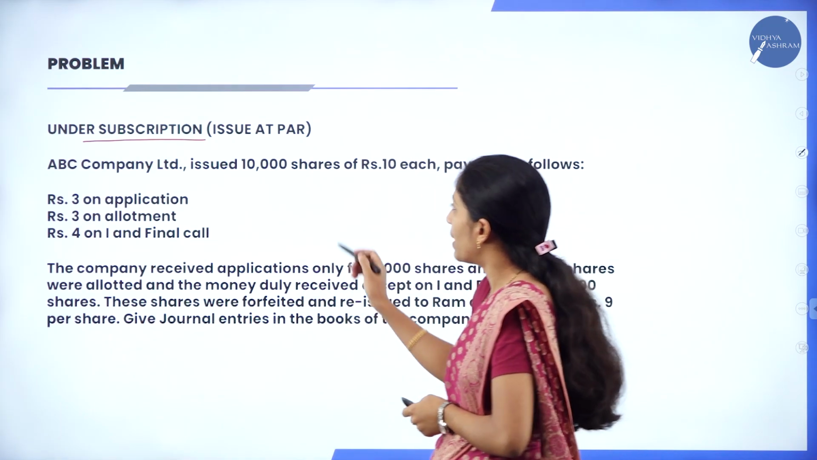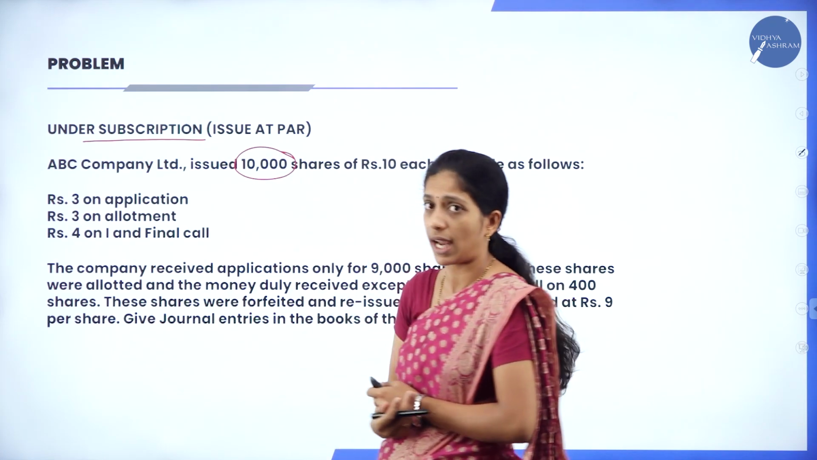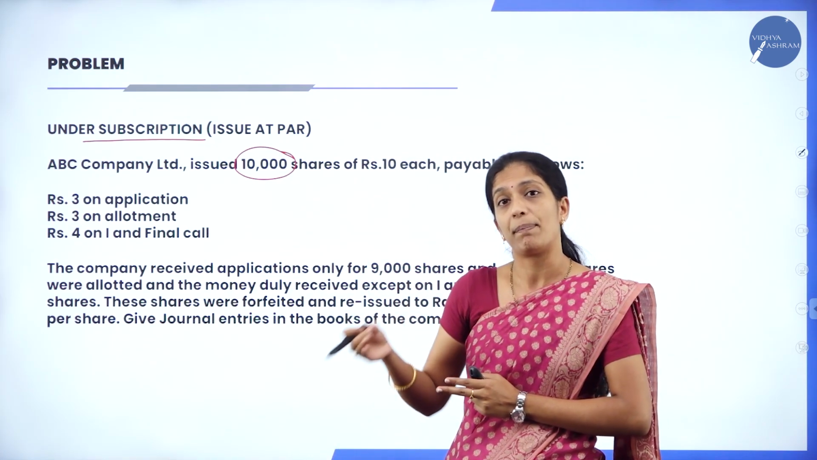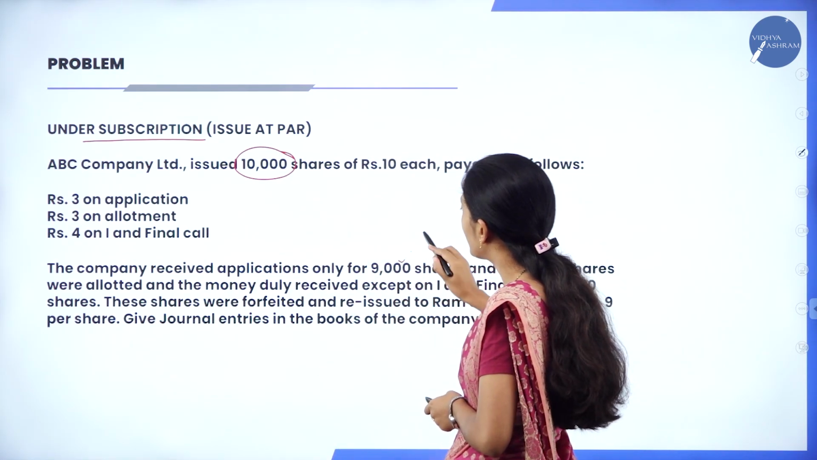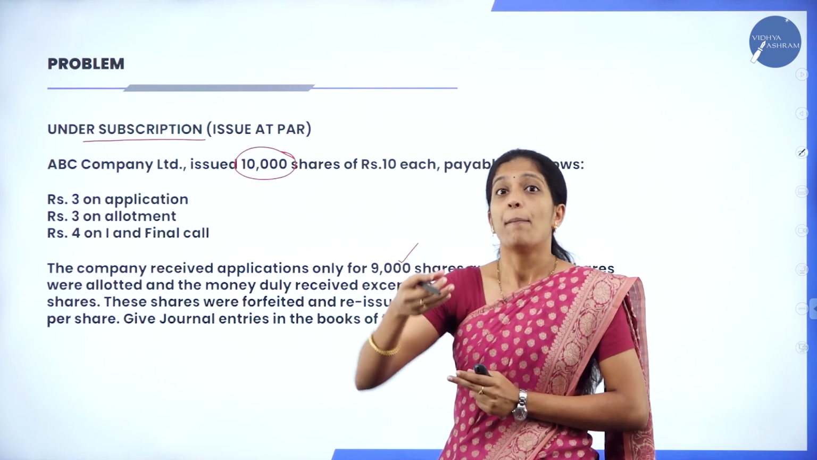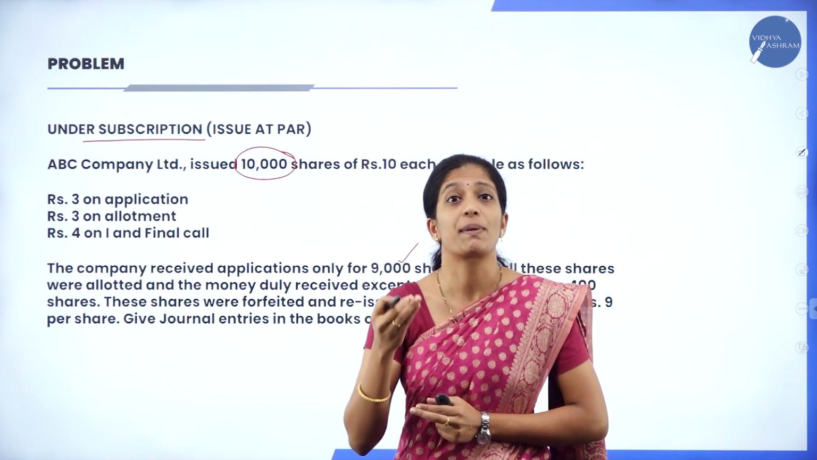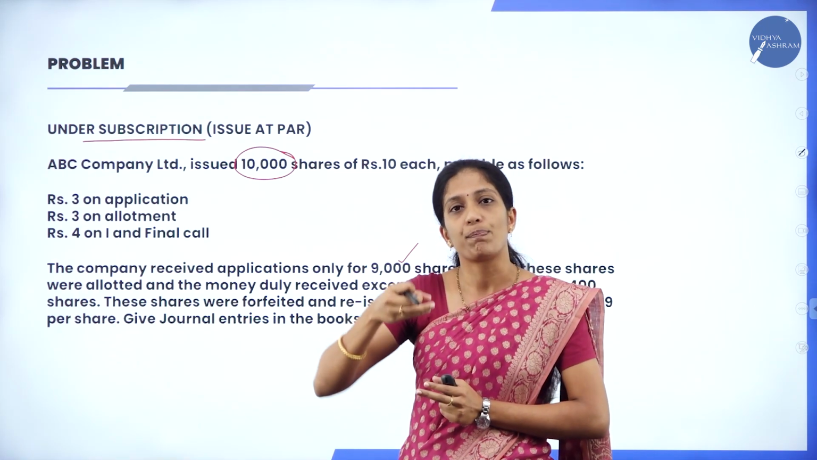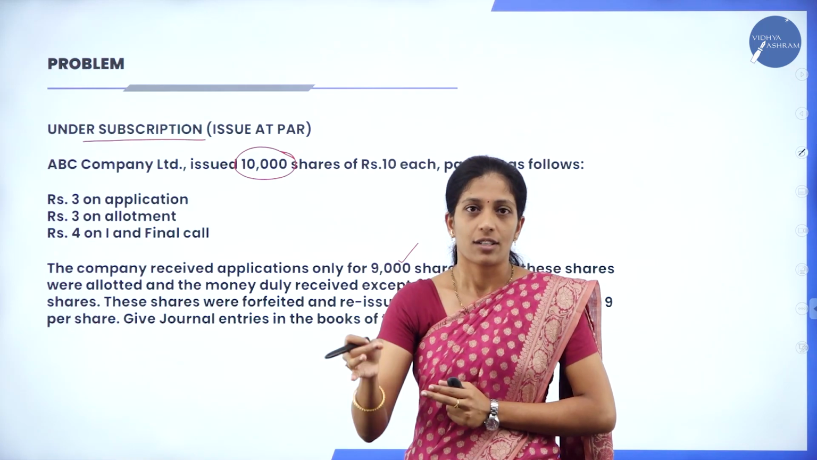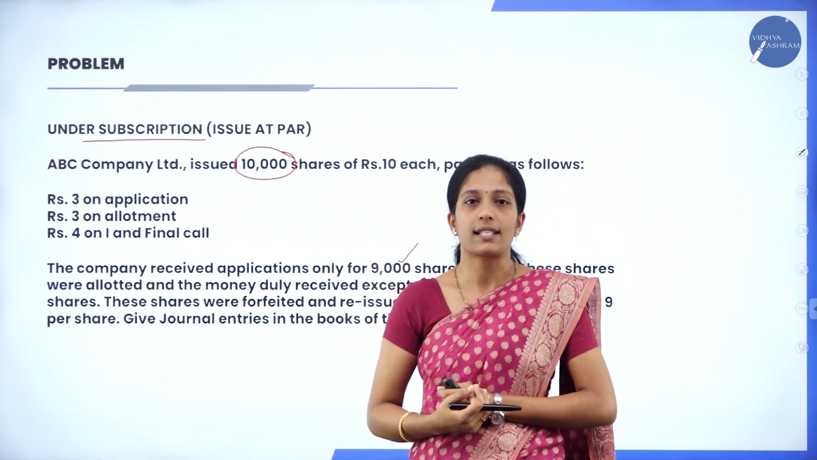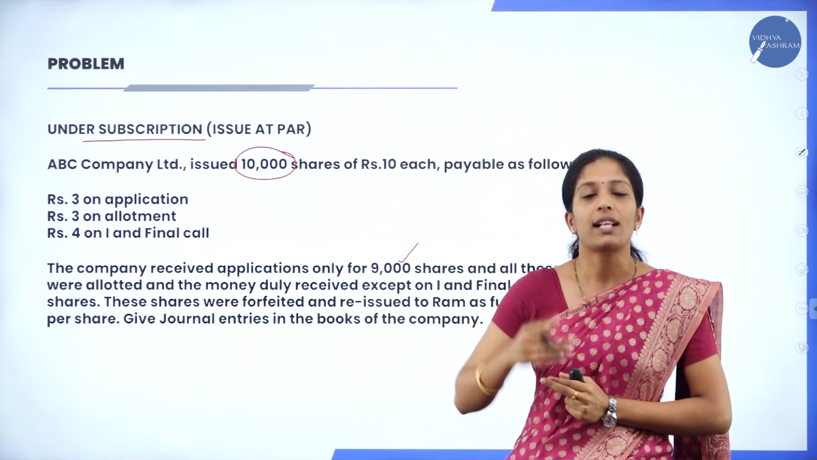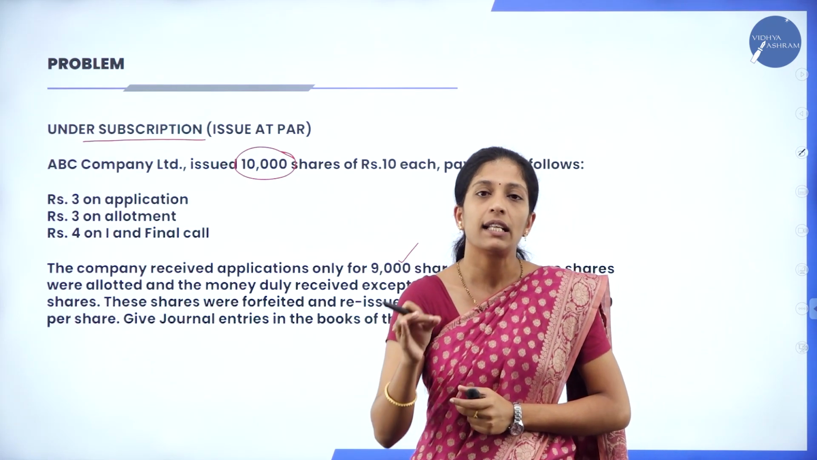Now if you see the problem, the company has issued 10,000 shares. But how many shares have the public subscribed? That is only 9,000 shares. That is below the actual number of shares that has been issued to the public. So it is below the issued shares. That is known as what? Under subscription. If it is more than what has been issued by the company, then it is known as what?